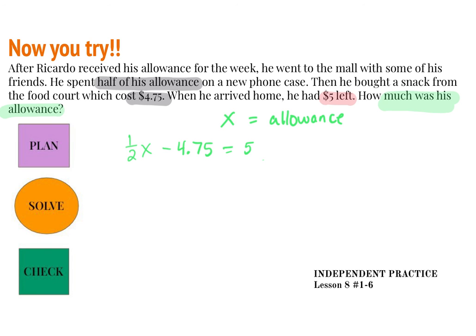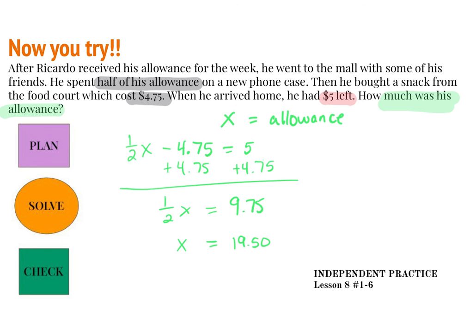So we spent half of our allowance, so half of X, and then we also wasted another $4.75. So if the total money I had left were $5, that is what this is equal to. So now I'm going to solve this equation. When I solve, I end up with $19.50. So it makes sense that he spent more.